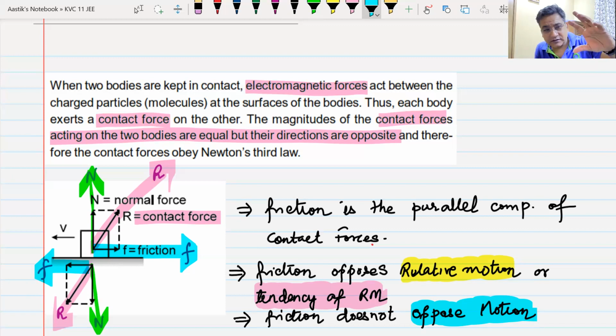If your car's wheel is caught in mud, the wheel keeps rotating, but the car does not move forward. The car only moves forward because of friction.